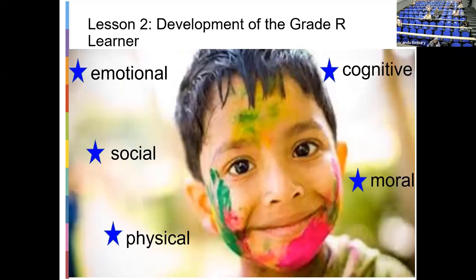Lesson 2, we look at the development of the grade R learner. So we define child development and we look at the various domains. If you have a look on screen, you can see we'll show you 5 different domains there. Physical, social, emotional, cognitive, which can also include language, or it can be presented as a completely separate domain, and then moral development. So when we include all these types of development, we speak about the holistic development of the child, the development of the child as a whole.